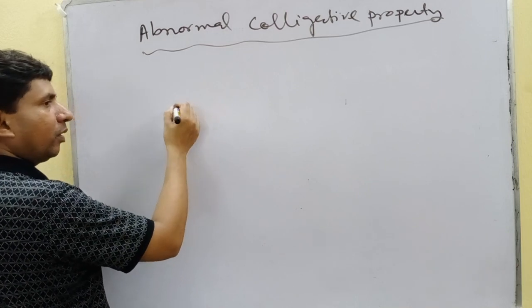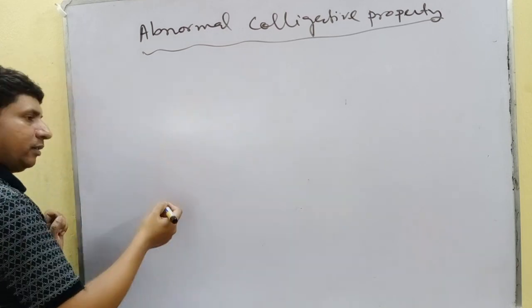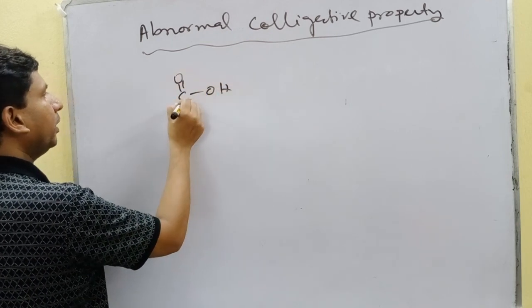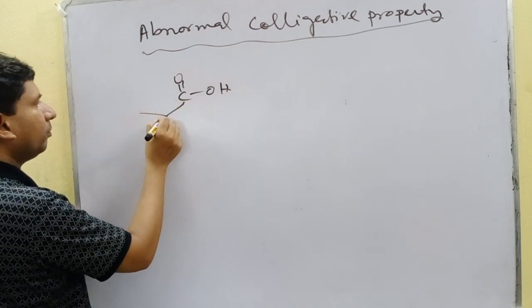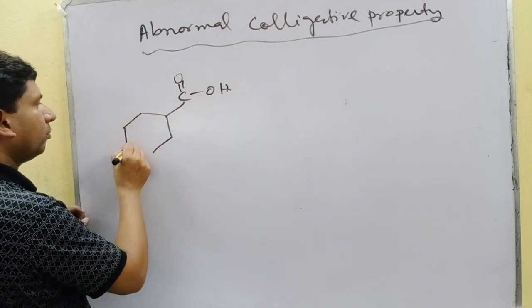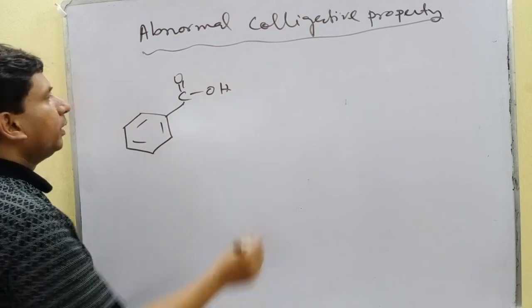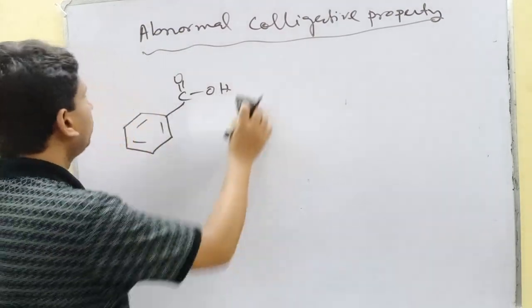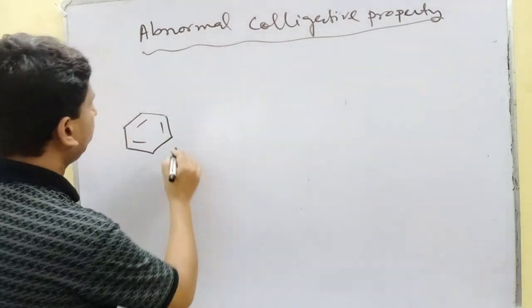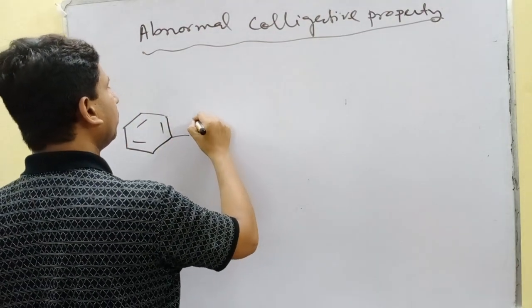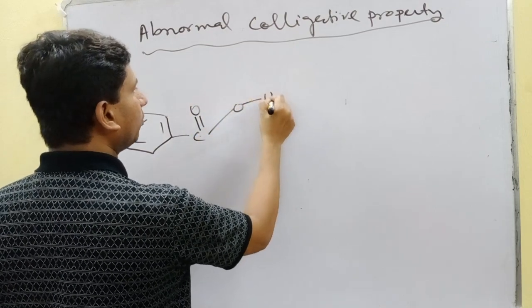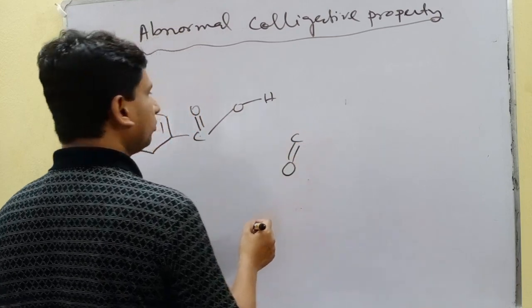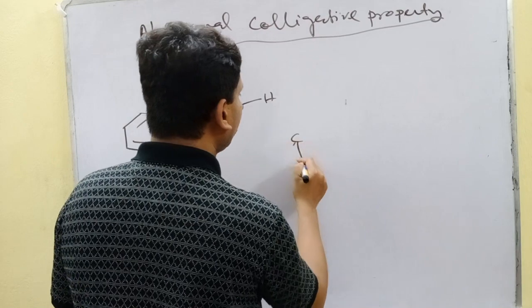Let us consider benzoic acid. Okay, what is this? Benzoic acid. This O is, there is a benzene, sorry, there is a benzene. There is another benzene. If we can write in this way, it will be better.